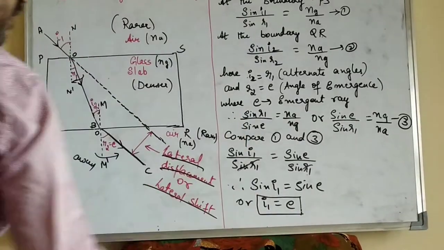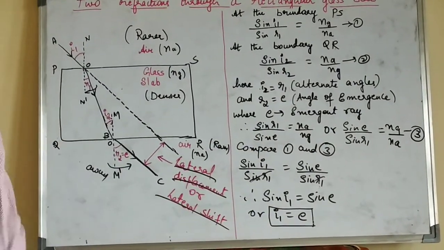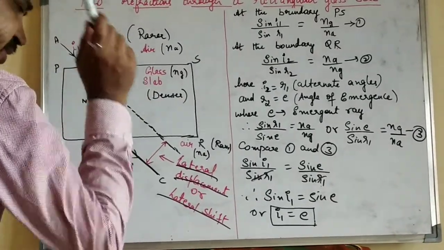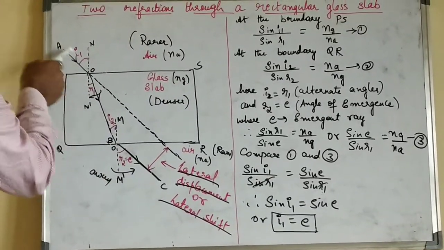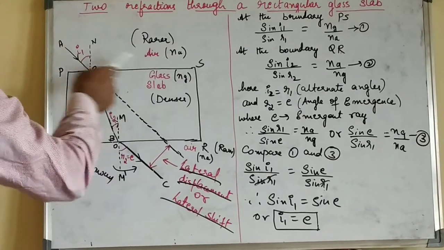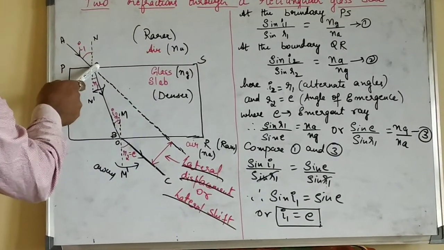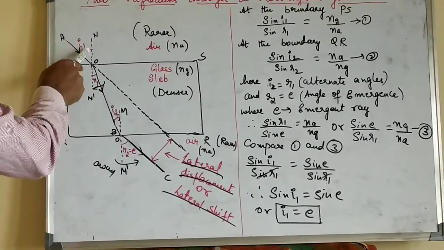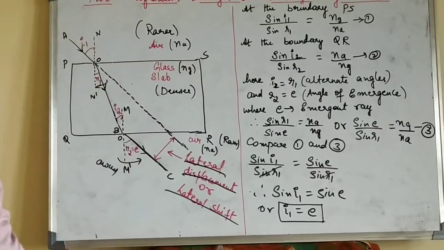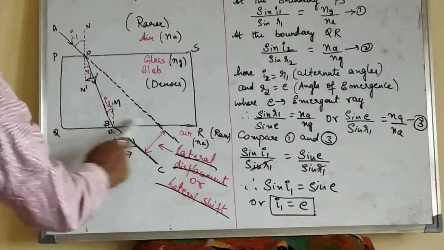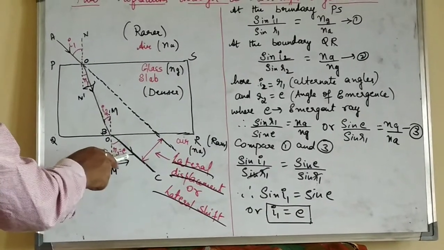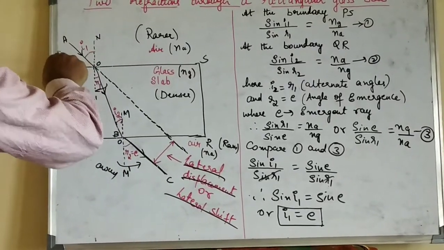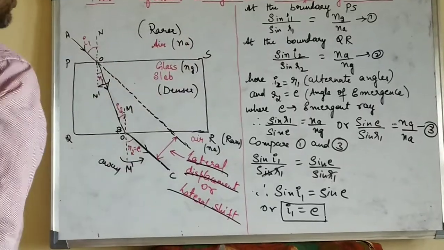Very, very important. What does that mean? I1 is equal to E means this emergent ray is always parallel to the first incident ray at the first boundary PS, that is AO. AO is parallel to OC. That is the meaning. That's why the angle of incidence at the boundary PS, that is I1, is equal to the angle of emergence at the boundary QR.